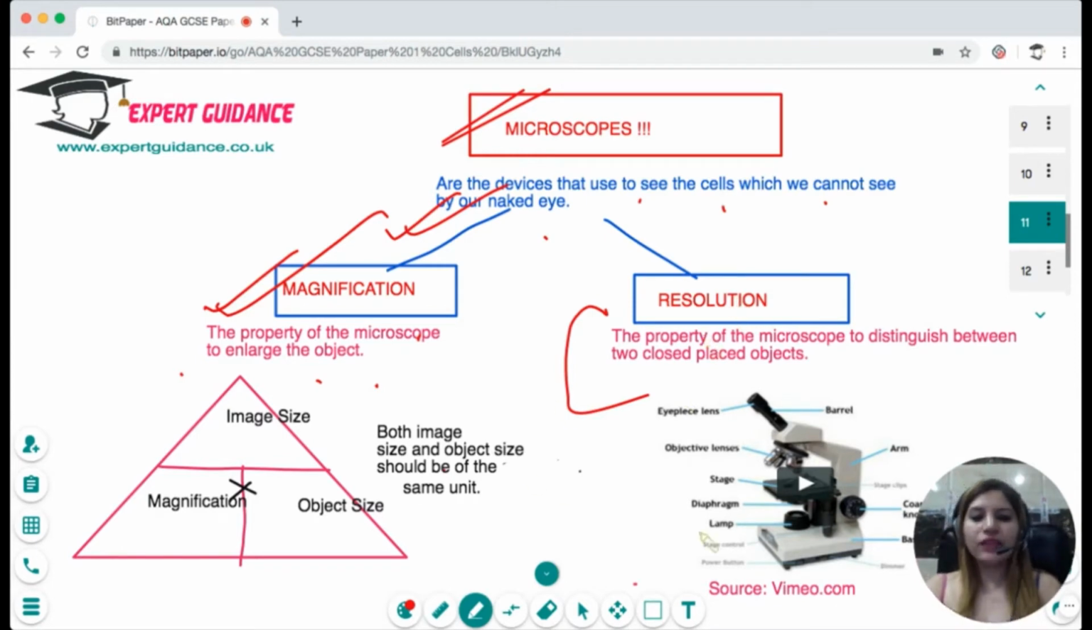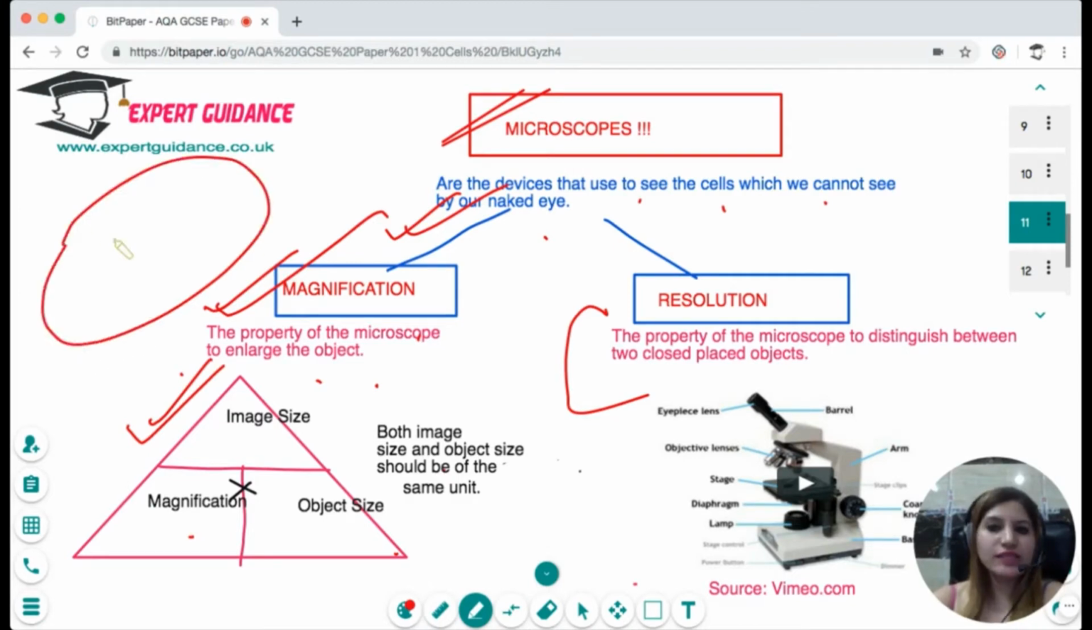Now, magnification is calculated as image size over object size. This is an important question. In the exam, they can give you an image size and ask you to find the object size if the magnification is given, or the image size and object size are given and they ask you the magnification. Or to make it a little complicated, they can give you a cell and say that this diameter is 2 micrometer in reality, calculate the magnification.